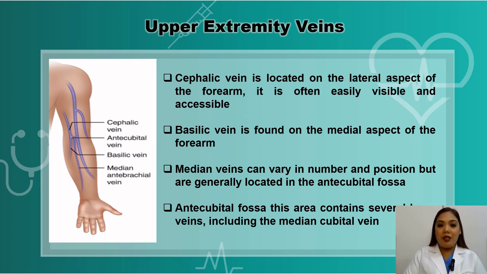In the antecubital fossa, this area contains several large veins, including the median cubital vein, which is often the first choice for emergency situations due to its size and stability. The cephalic and basilic veins are also present in this region.